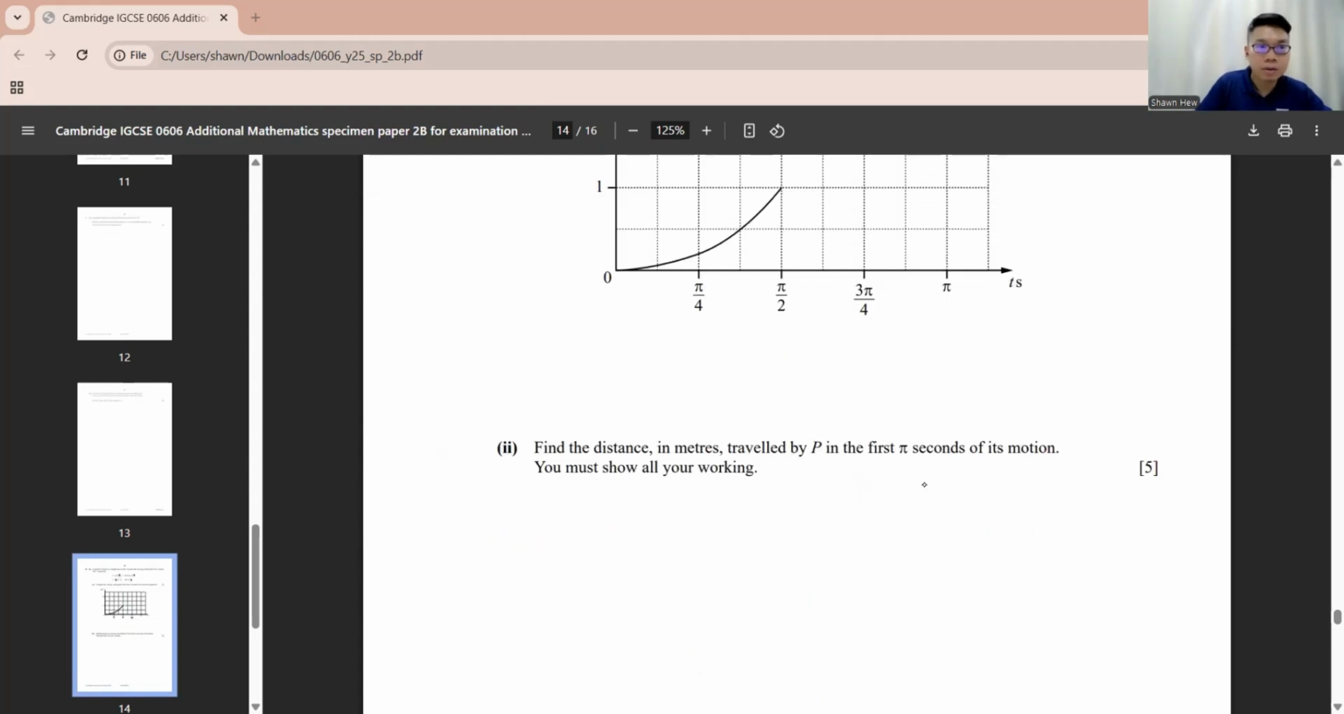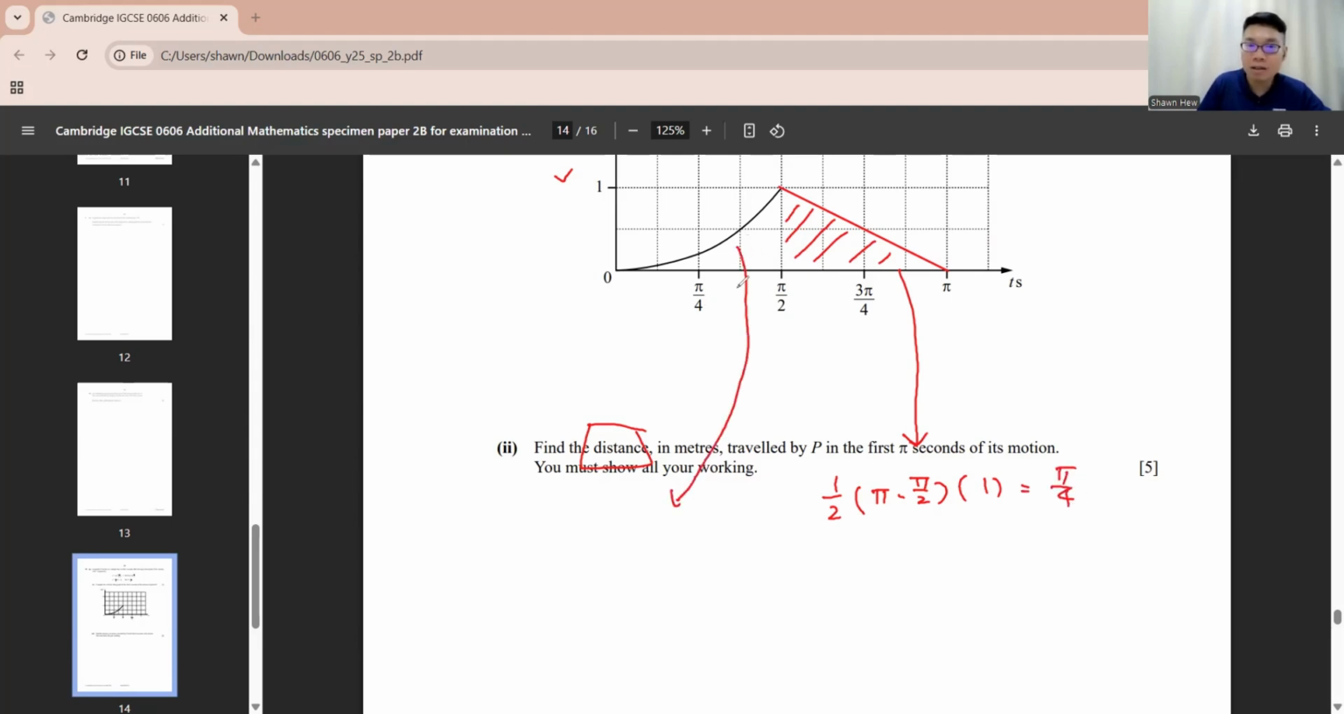Next part. So to find the distance traveled from a velocity-time graph, we just find the area under the graph. This part is easy. This part is just a triangle, so it's half times base times height. You get this part is pi over 4.